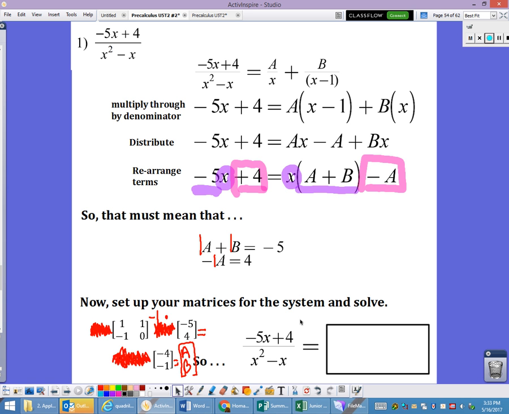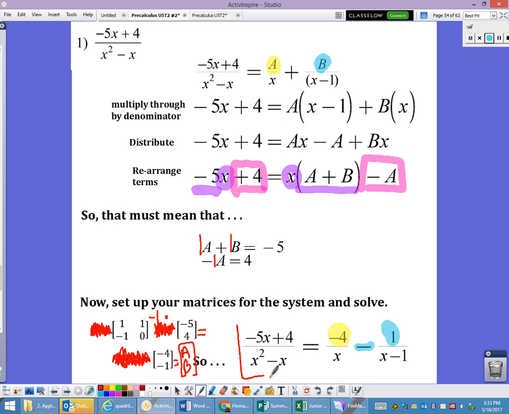So now all I do is I take that back up to the top, and I plug it back in. So I take this a, which is negative 4, and I plug it in for the a up here. And then I also take the negative 1 here, and I plug it in for b. So I literally took what I started with. Now that I have a and b, I can fill it in, and I now know if I decompose this rational fraction, that I will get two individual fractions of negative 4 over x minus 1, plus negative 1 over x. Okay?